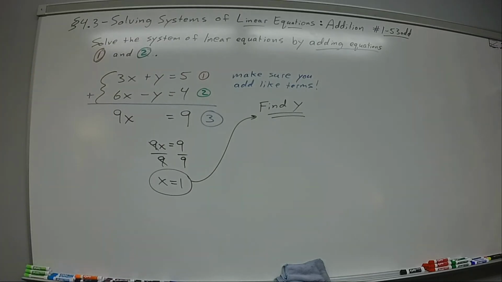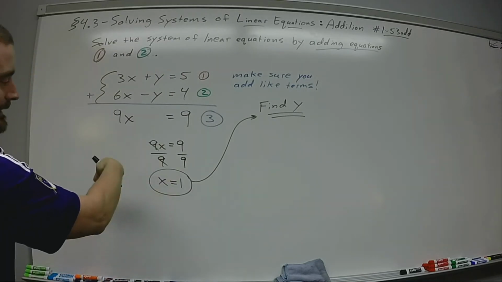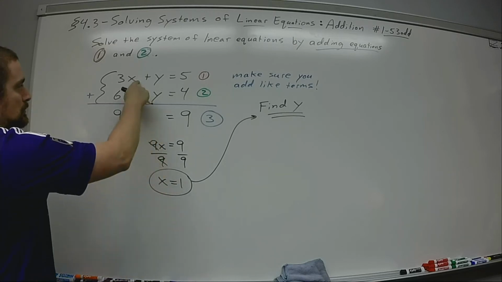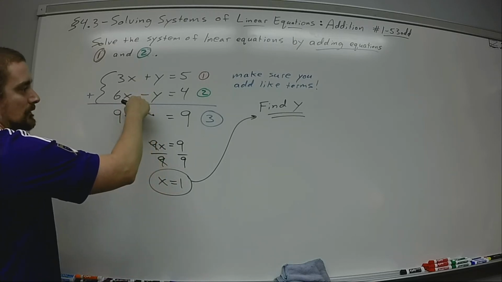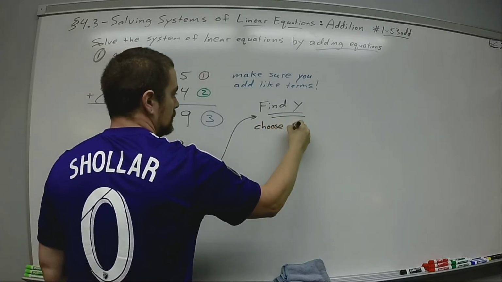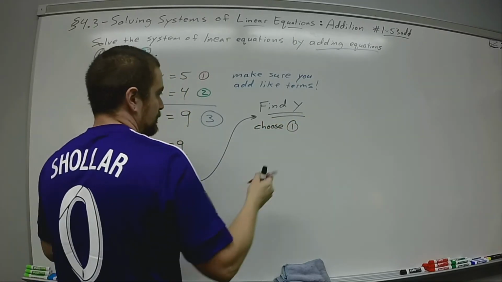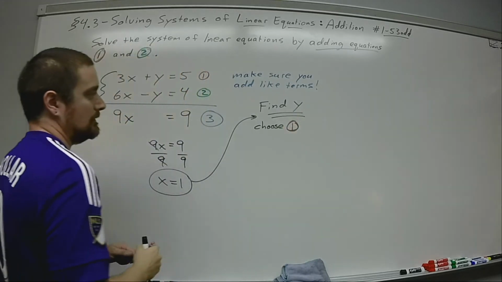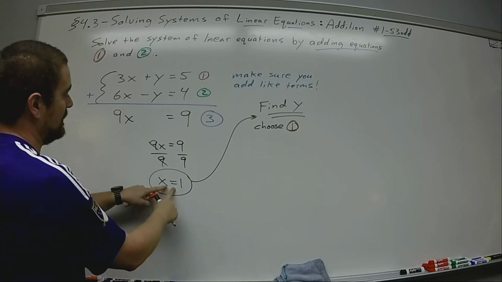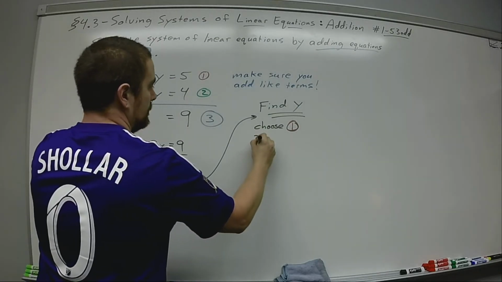We don't have a substitution to fall back on where we can just plug that x in and it'll spit out our y. So what we can do is just choose either of these equations. I think I'll choose equation 1. You could put it in equation 2, you'll get the same value. But I'm going to choose equation 1 and plug my x value into equation 1.